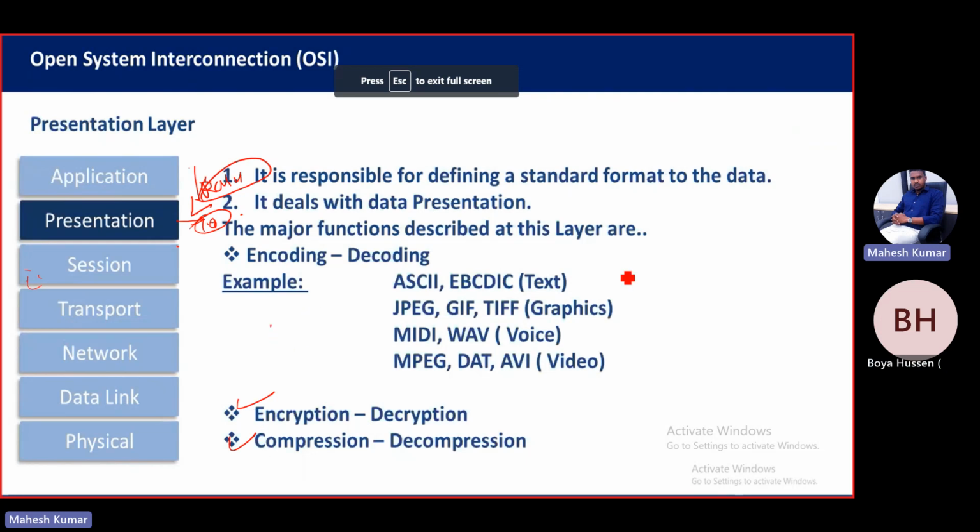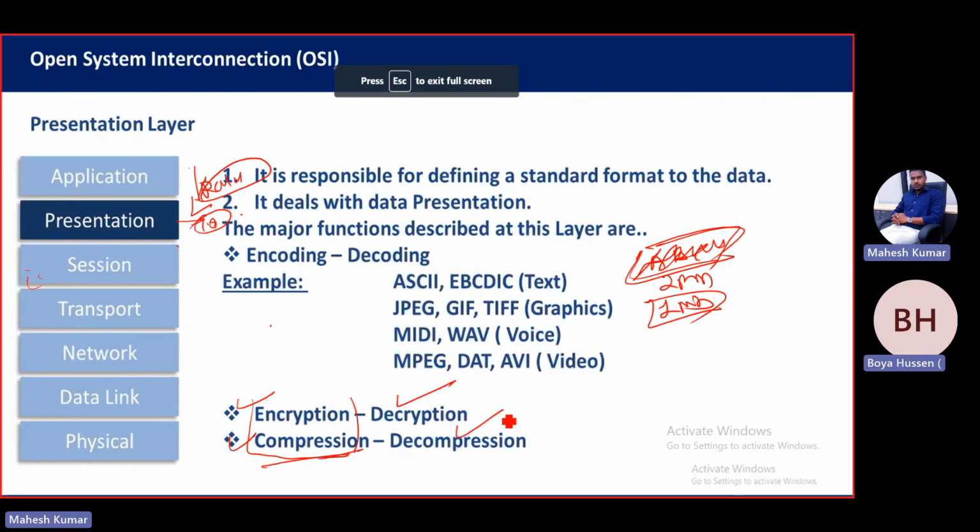Encryption means ciphertext, like ABC as data, as if in some Chinese language, so no one can read it. That is for the sender side. Compression means that if the size is 2 MB, it will try to compress it into 1 MB. This is the sender side encryption and compression. On the receiver side, it will decrypt and decompress.